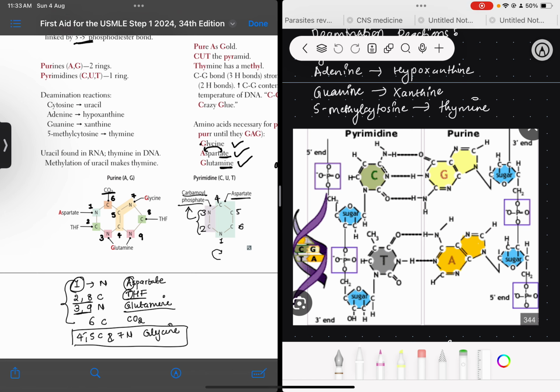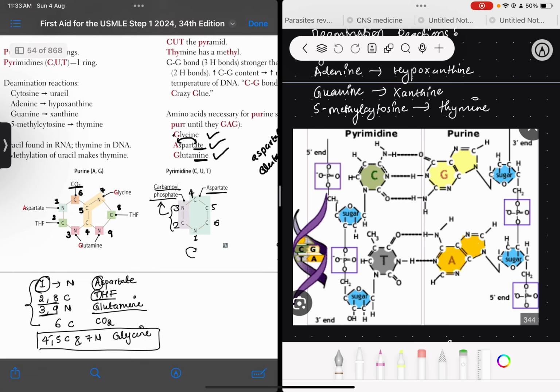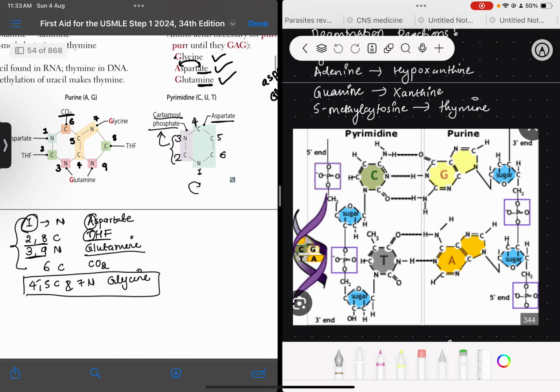We don't have to particularly remember each purine and pyrimidine structure, but we have to remember the components that are used in the formation. So we remember that the first nitrogen is formed by aspartate, then the second and 8th carbon are by tetrahydrofolate, then the third and 9th nitrogen are by glutamine, and the 6th carbon is by carbon dioxide, and the remaining, that means the 4th and 5th carbon plus the 7th nitrogen, will be formed by glycine.